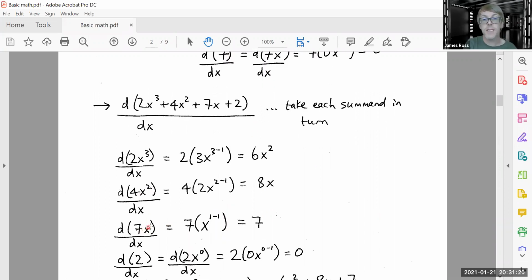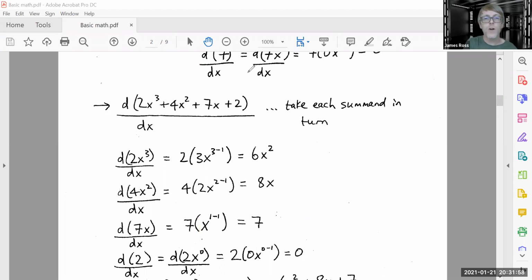So this is 7x to the first power. So the 7 comes out as a constant. We have the 1 comes down. I haven't written it, but it's because it's just the number 1. So this 1 would come down as a coefficient 1, but then it's 1 minus 1, which is 0. So it's 7 multiplied by x to the 0, which is just 7 by 1, which is just 7, right? Which is just a constant here.